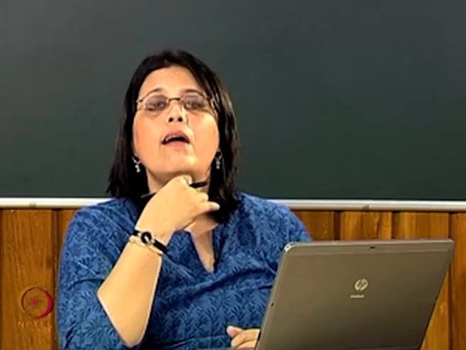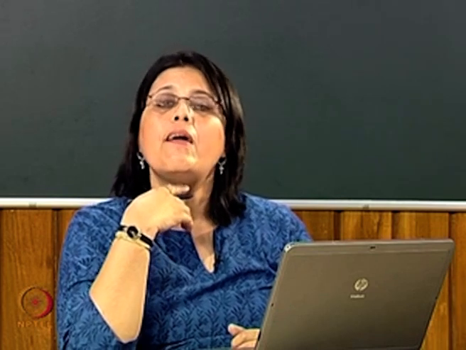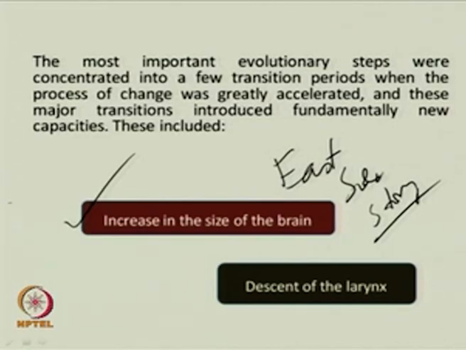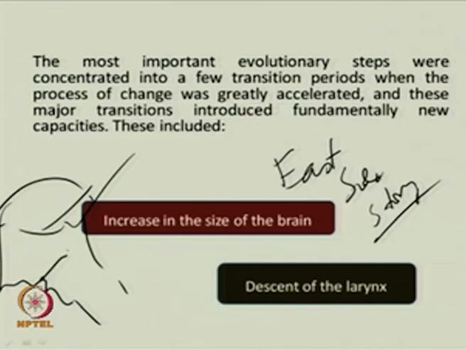The larynx you will find in the apes, in our cousins, is slightly higher up, whereas the larynx of Homo sapiens is down here. So if you look at this slide here, there was a descent of the larynx.